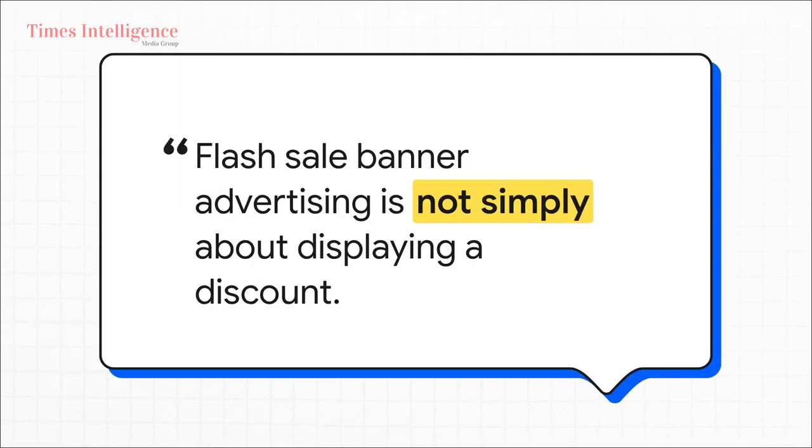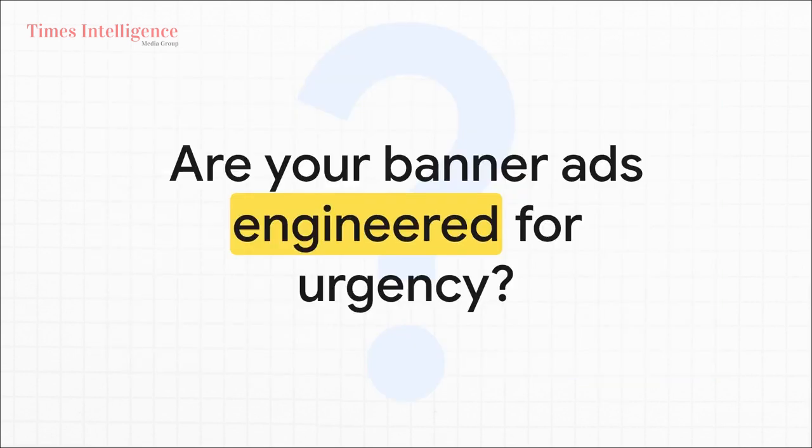To summarize the core thesis of our explainer today, flash sale banner advertising is not simply about displaying a discount. It's a beautifully intricate, performance-focused system. The most robust campaigns succeed because they masterfully combine urgency, audience relevance, striking visual clarity, and rigorous tracking to generate immediate traffic in a limited promotional window. I'm going to leave you with a final thought to challenge your current strategy. Look at your active campaigns right now and ask yourself, are your banner ads just displaying discounts, or are they truly engineered to beat the ticking clock?